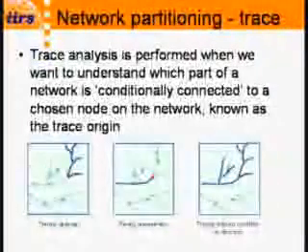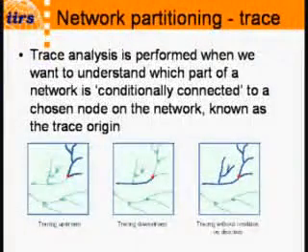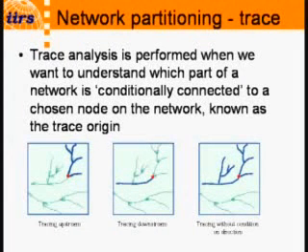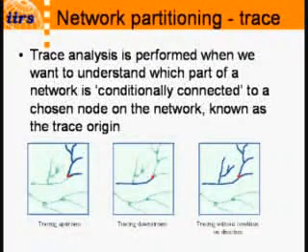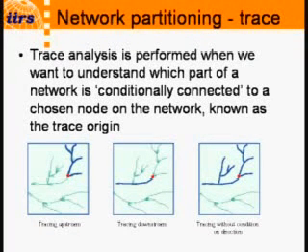Then there is the trace analysis. Trace analysis is basically performed in hierarchical analysis, wherein you generally have an upstream and a downstream, and you try to calculate the flow accumulation and the flow direction. Trace analysis is performed when we want to understand which part of a network is conditionally connected to a chosen node on the network, known as the trace origin. Maybe this could be an outlet, so you can directly select the number of channels which are contributing to the outlet of this particular thing.